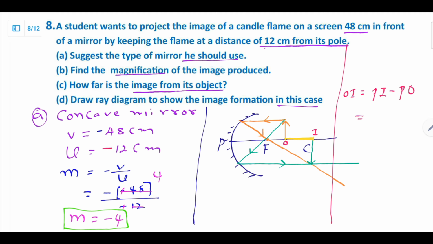P to I, all the distances must be measured from the pole of the mirror. So P to I is the image distance. Image distance is 48 centimeters. What is the object distance? P to O is 12 centimeters. So the distance between image and object is 36 centimeters.